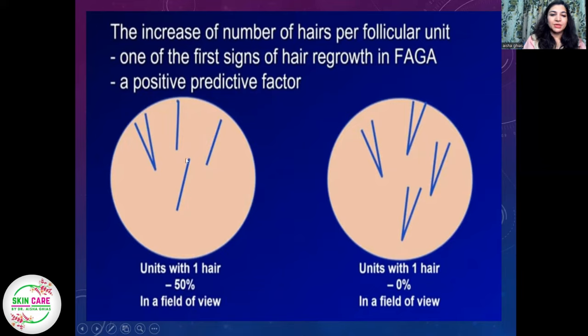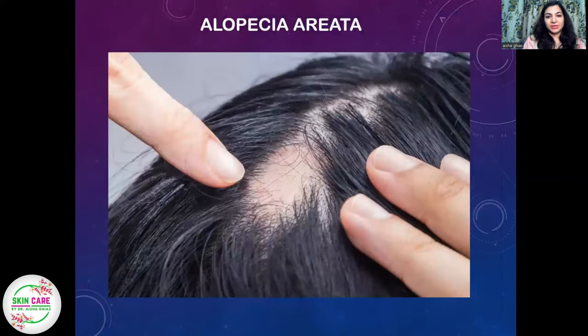For example, over here, units with 1 hair are almost 50% in a field of view. But once you follow the patient after the treatment, maybe after 3 to 4 months, units with 1 hair are 0%. There is no follicular unit from which 1 hair is coming out, but there are minimum 2. So we can say that this has got a positive predictive value, and that means the increase in the number of hair per follicular unit. Follicular units are the same, 4 on left side, 4 on right side, but the number of hair have increased. So this is a positive predictive factor.